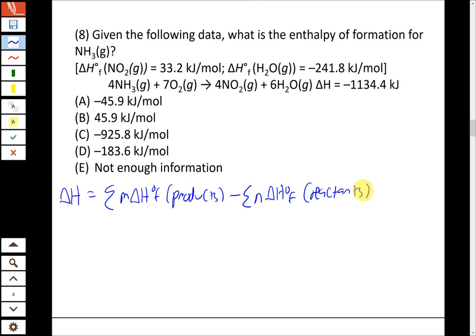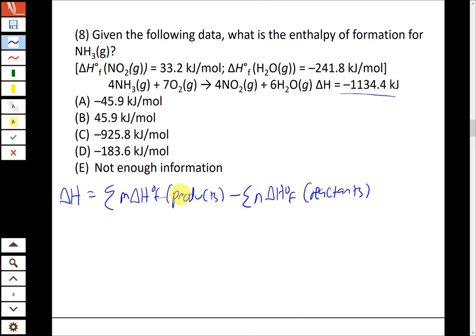So with this equation, the more standard and perhaps the more common way to use it is we give you the delta H of formation for all the reactants and products, and then you add them up and subtract them to get delta H for the reaction. In this case, though, what we have is we're giving you the delta H, the minus 1134.4 kilojoules is the delta H for the reaction, and we're solving for one of the unknown delta H formation values.